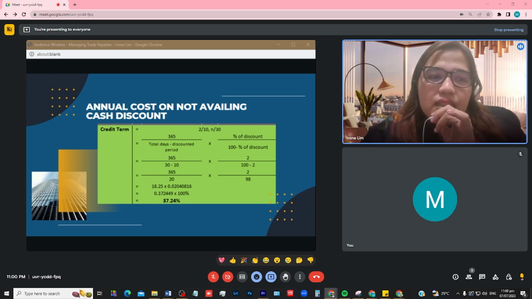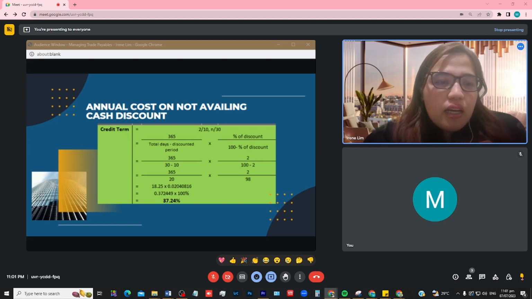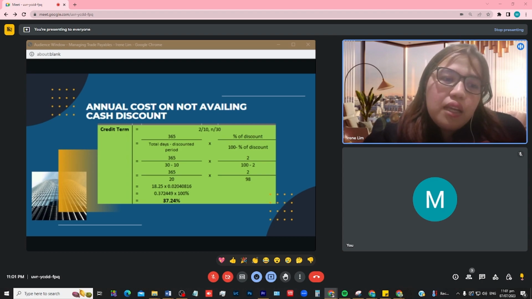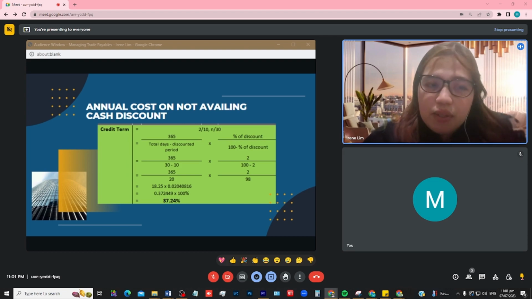So 365 over 30 minus 10, which is 20, multiplied by 2 over 100 minus 2, which is 98. 365 divided by 20 is 18.25. And 2 over 98 is 0.02040816. So 18.25 times 0.02040816 is equal to 0.372449. If we convert it to a percentage, that would be 37.24%.